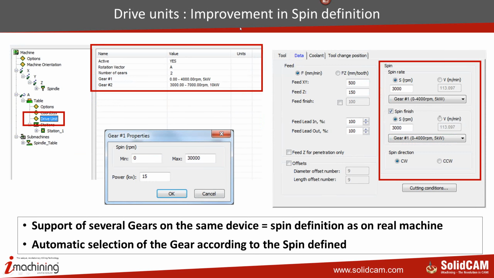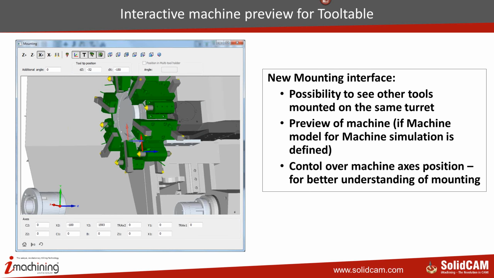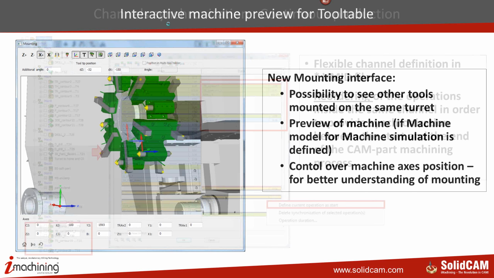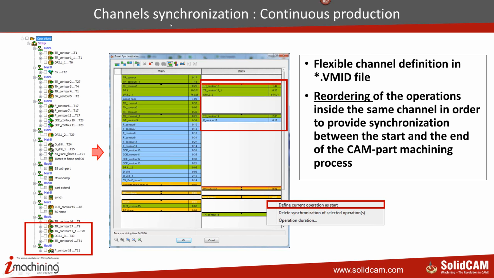There is also improvement in spin definition. Florian will talk about it. Also very important, we show you an interactive machine preview for the tool table. So you see how the tools are located in position if they do any maybe possible crash with the body of the machine. So this is also an important improvement. Basically, we want you, this is what I said, ease of use, to see at every stage how does the machine look like, how does the tool look in the machine. So this is also obviously the subject of synchronization. This will be a subject of a special webinar in some time.